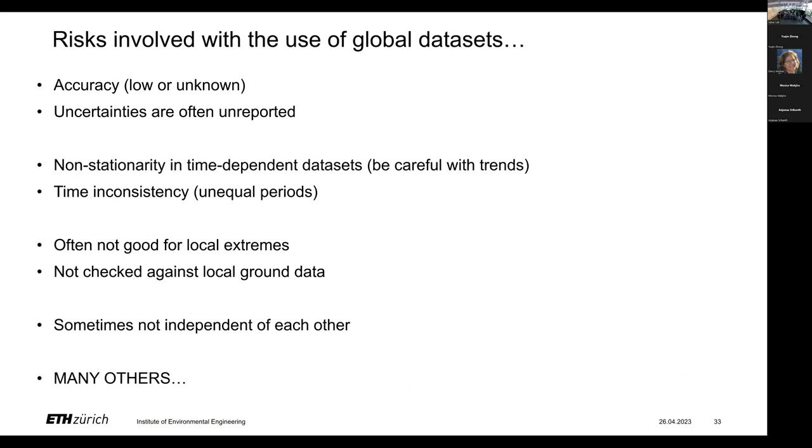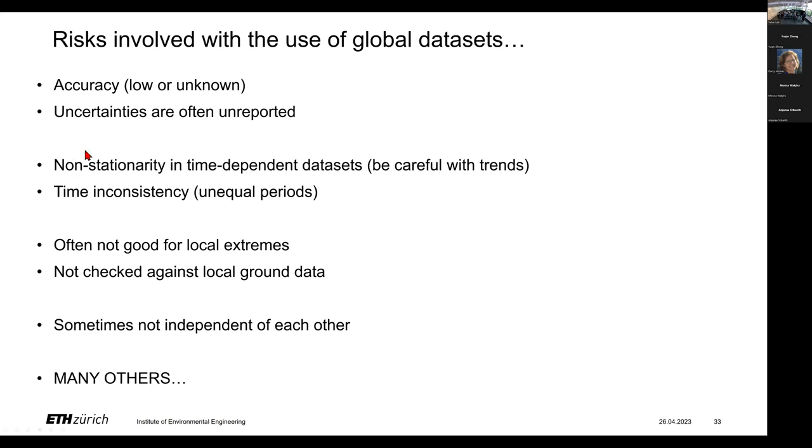So very important here. My last two slides then cover what are the risks involved with the use of global data sets. I divide them in four groups. One is, of course, that the accuracy is generally lower than ground measurements, or it is unknown, which is sometimes worse than when an accuracy is low, if you don't know how high or low it is. That uncertainties are often underreported, so we don't know what the uncertainty is in some of the global data sets.